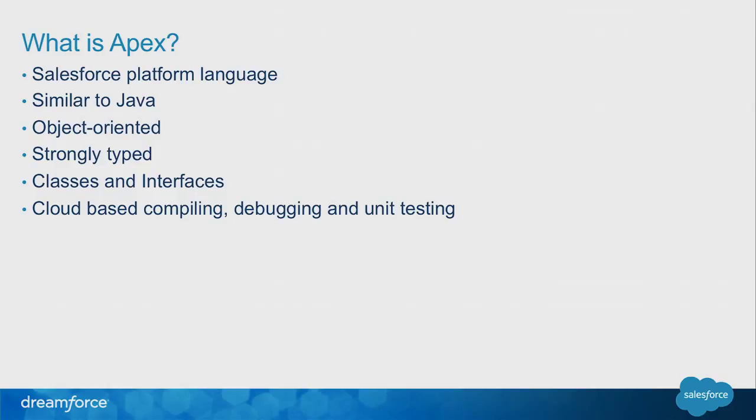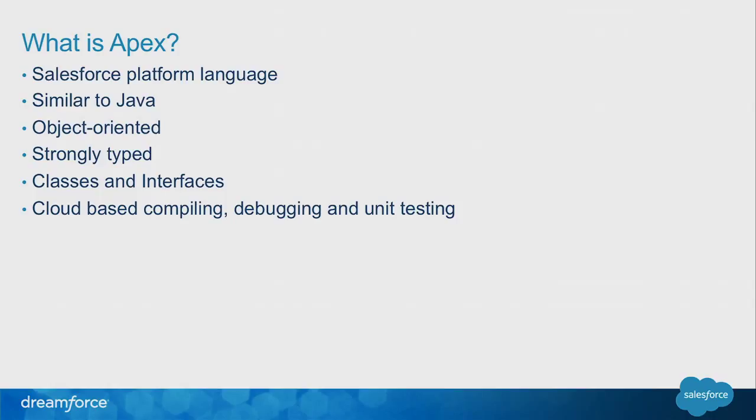Okay. So Apex is basically the Salesforce platform language. It's very similar to Java. In fact, when you write an Apex class, it compiles into Java bytecode, and that's what actually runs on the Salesforce servers. So a lot of the syntax that you'll see is very similar to Java. It's object-oriented, so objects can inherit from one another, you can extend, you can override methods, you can build virtual and abstract classes, things like that.